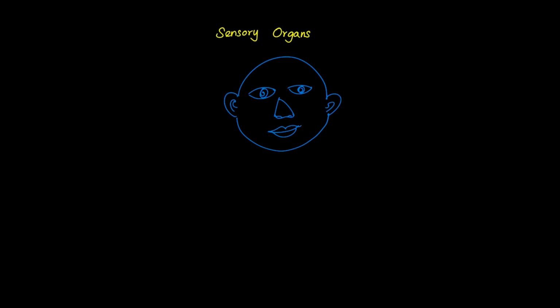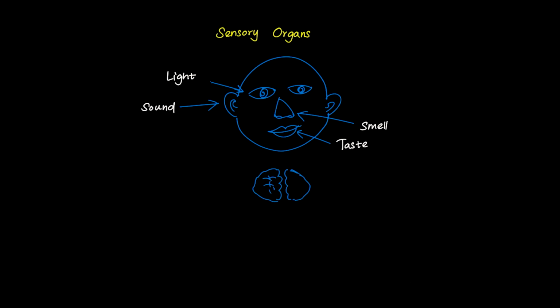The eyes have photoreceptors that detect light. The ears have hair cells that pick up sound vibrations. The nose has olfactory receptors for smell. The mouth has taste buds for detecting chemicals in food. These specialized cells convert environmental information into nerve signals that travel through cranial nerves to the brain.